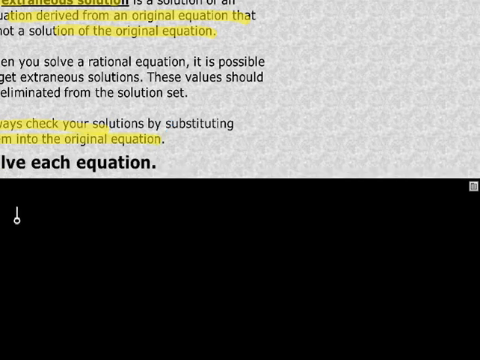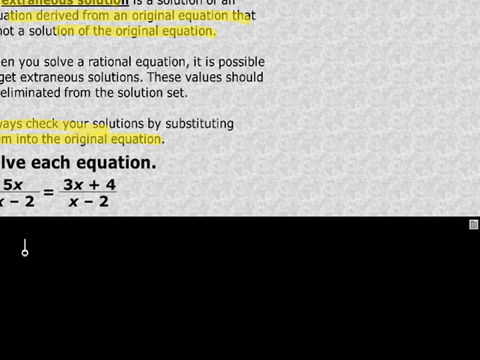Solve each equation. This isn't really anything different from the first example, except in the first example there were no extraneous solutions. I'm guessing in these we are going to find some. All right, solve each equation.